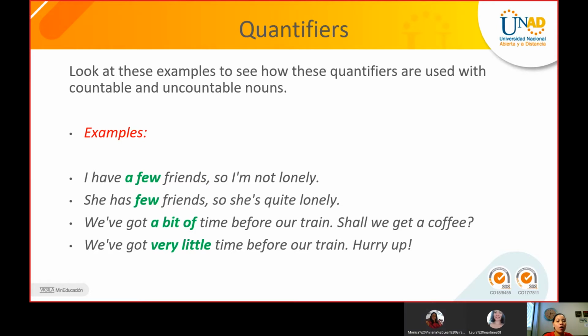So we've got a bit of. So it's enough time in this case. But look at the next example. We've got very little time before our train. Hurry up.